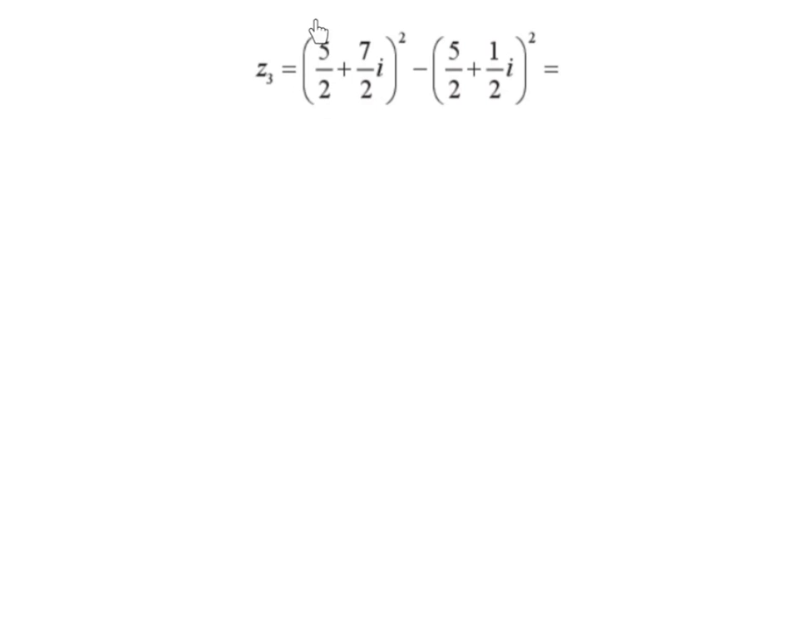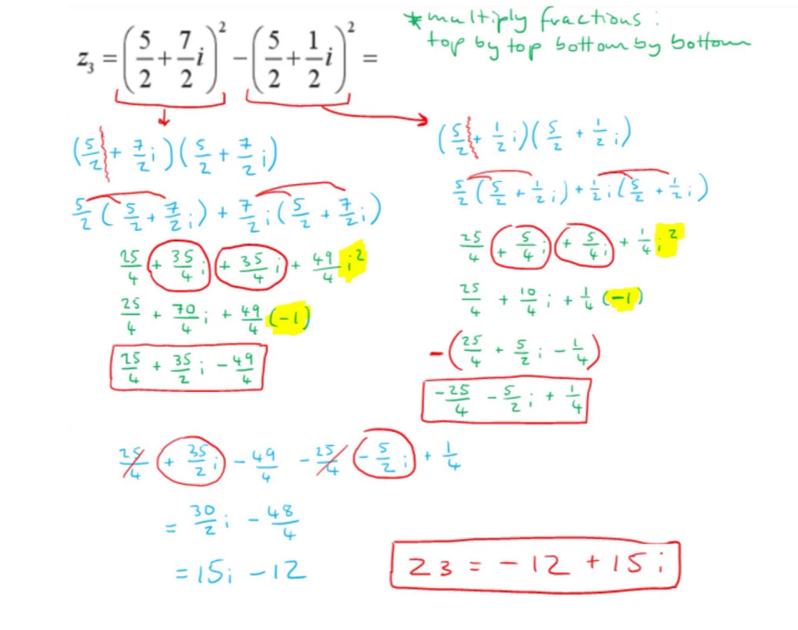Z3 equals (5 over 2 plus 7 over 2 i) squared minus (5 over 2 plus 1 over 2 i) squared. So what I'm going to do is work out 5 over 2 plus 7 over 2 i squared first. So anything squared means that thing multiplied by itself. So it's going to be 5 over 2 plus 7 over 2 i multiplied by 5 over 2 plus 7 over 2 i. So this multiplied by itself.